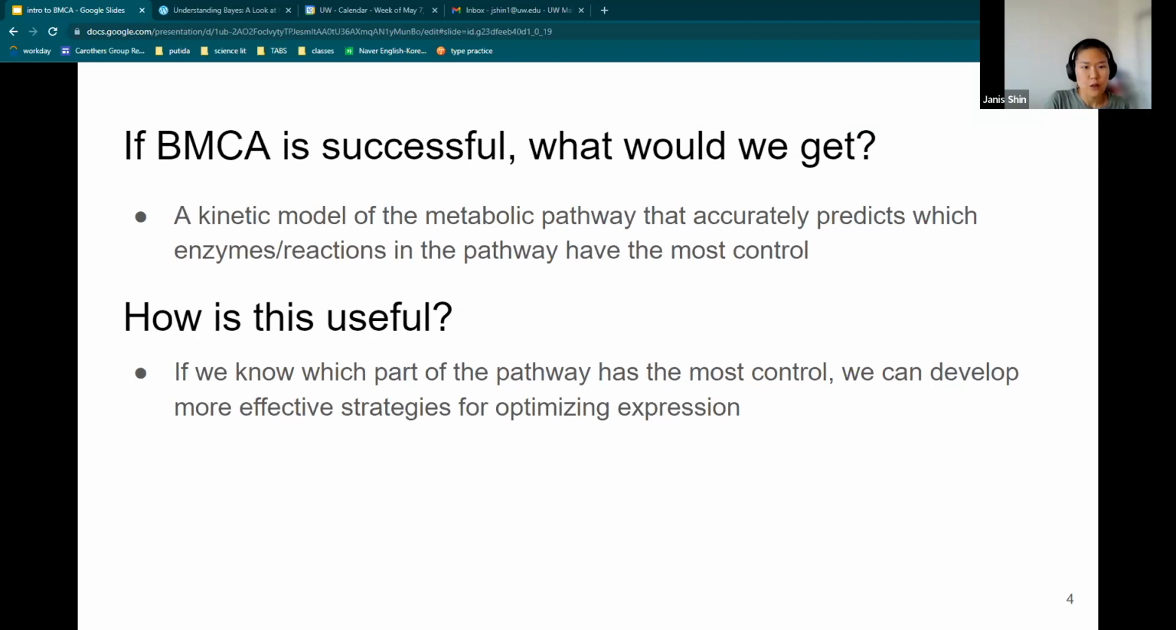So here I wrote optimizing expression that can fall under increasing yield and titer, but it can also be things like decreasing side products or toxic metabolites, or using new, more sustainable feedstocks, or stabilizing metabolism. So BMCA can be used for a wide variety of those applications.